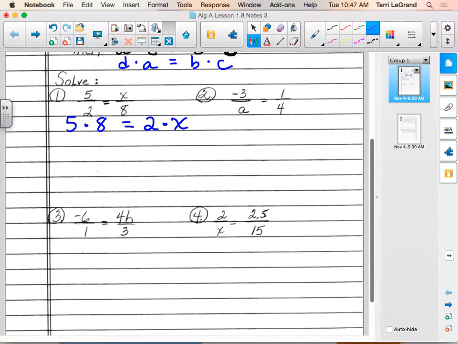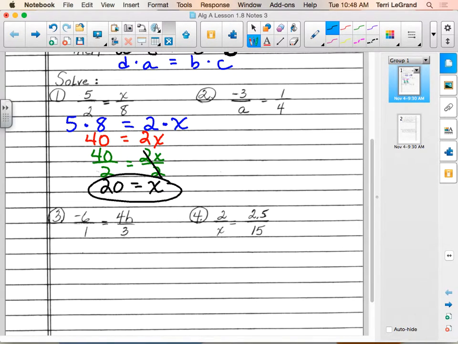So, Aurora, what's 5 times 8? 40. Okay. Calvin, what's 2 times X? 2X. Julia, what are we going to do to both sides of this equation to get that X alone? Divide by 2. And when we're all done, we're going to say 40 divided by 2 is what, Devontae? 20. So 20 equals X, there's our solution. The missing number in our proportion is 20.